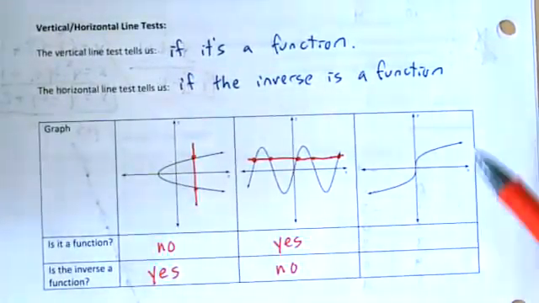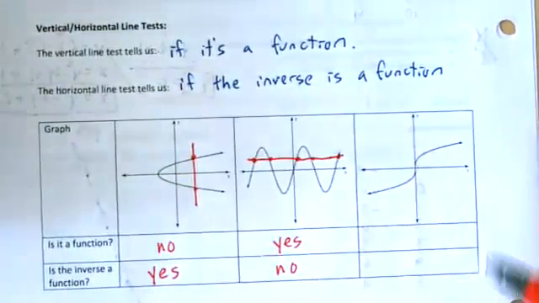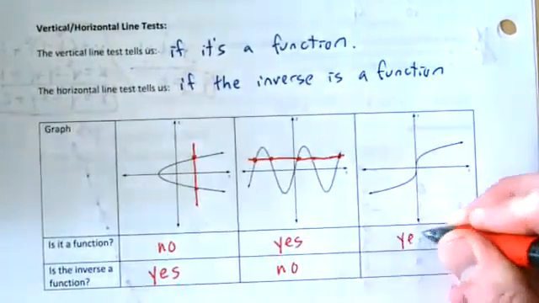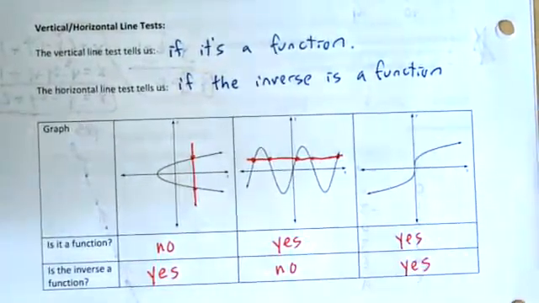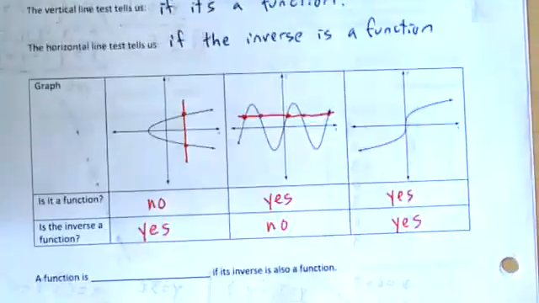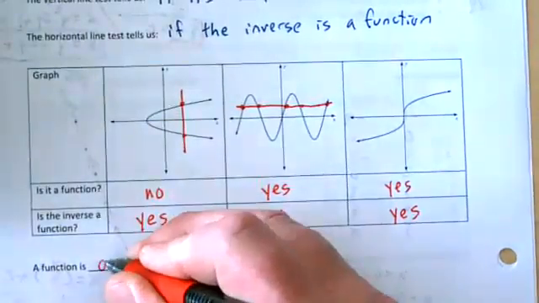This looks like a cube root graph to me. Is it a function? Yup. Is its inverse a function? Yep, it passes both a horizontal and a vertical line test. And functions whose inverses are also functions, they're nice. It's a really nice property. We call those one-to-one.